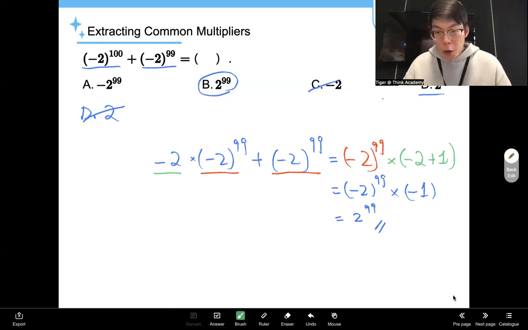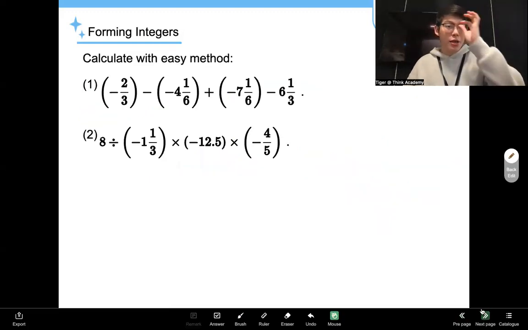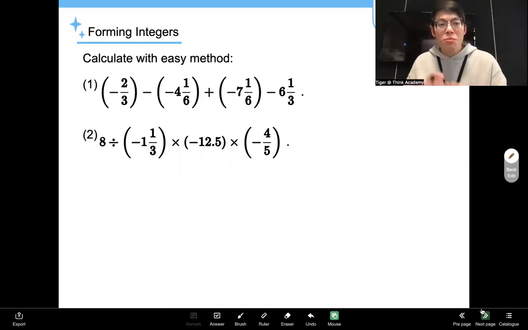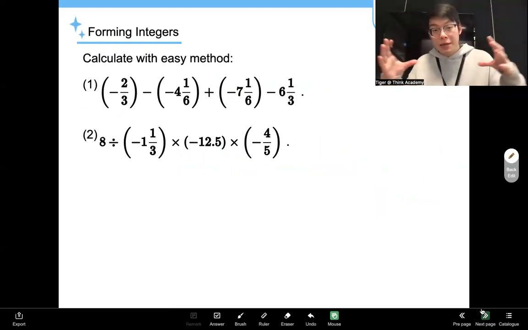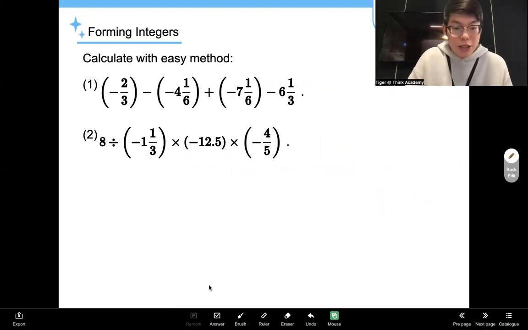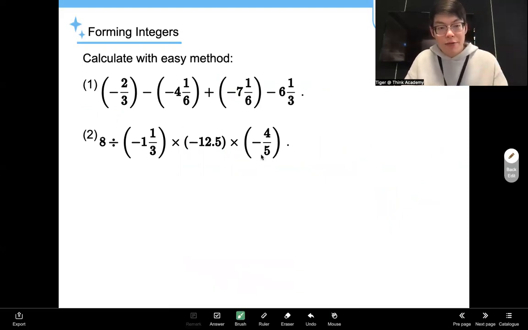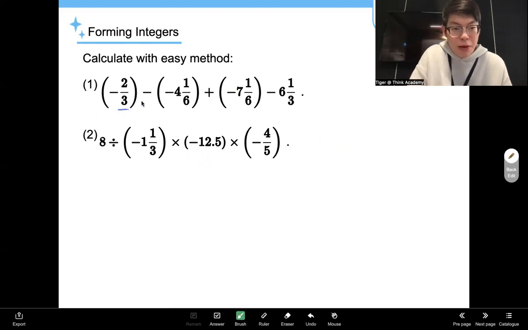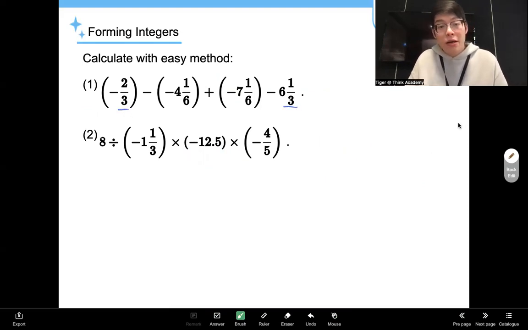All right. So next, let's take a look at the third question, which is to form some integers. All right. So apparently it might sound a little bit weird, but that's what we do. Try to form integers, or like putting parts together such that it becomes easier to calculate. For example, in the first question, well, we can try to observe it first. We can see that 2 of them has a denominator of 3, where the other 2 has a denominator of 6.